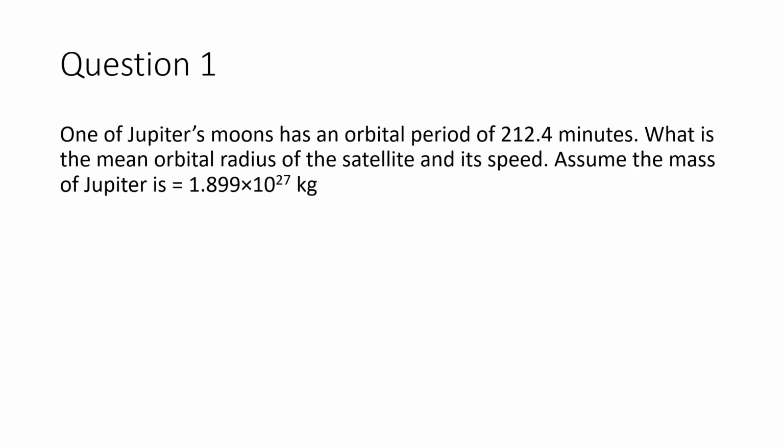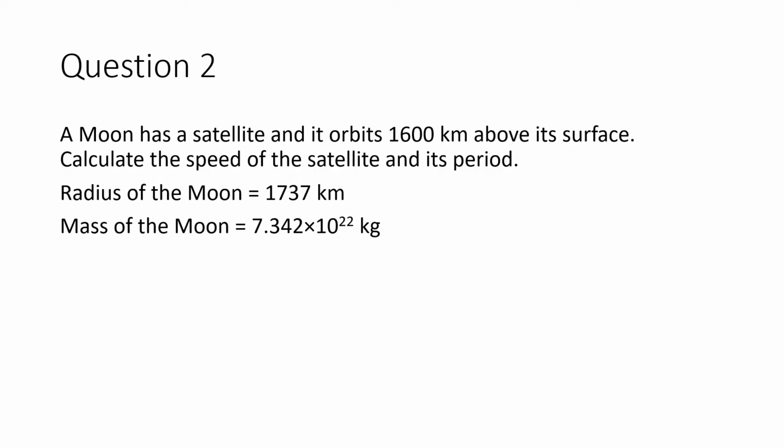Question 2. A moon has a satellite and it orbits 1,600 kilometers above its surface. Calculate the speed of the satellite and its period. Assume the radius of the moon is 1,737 kilometers and the mass of the moon is 7.342 times 10 to the 22 kilograms. Have a go at this question.